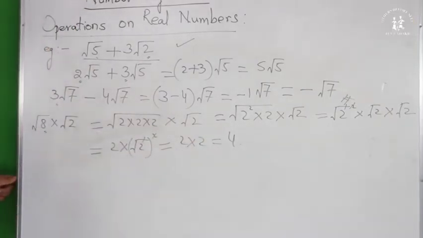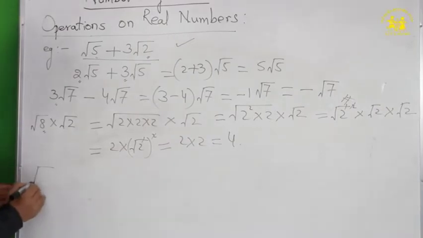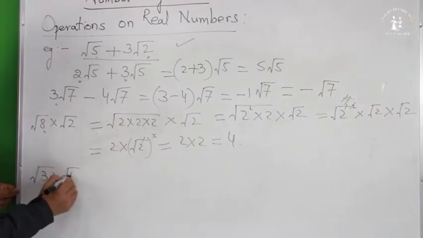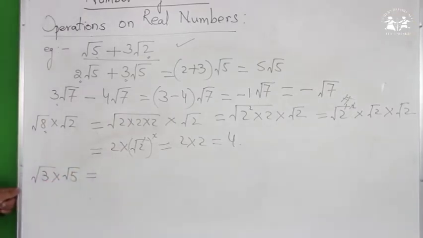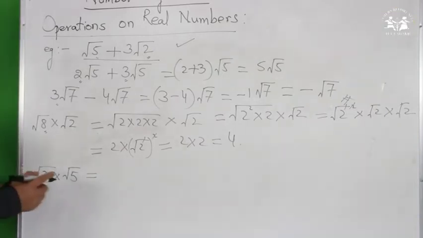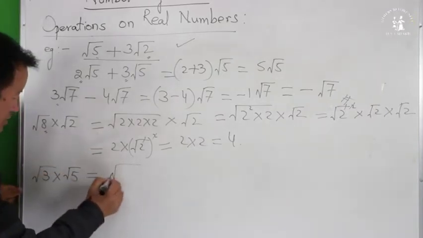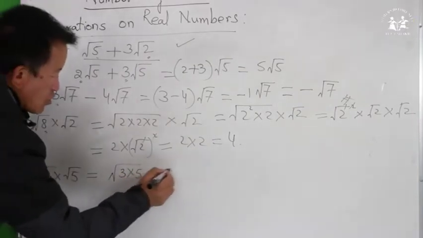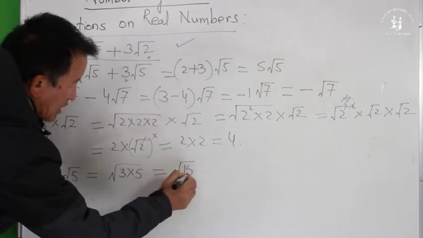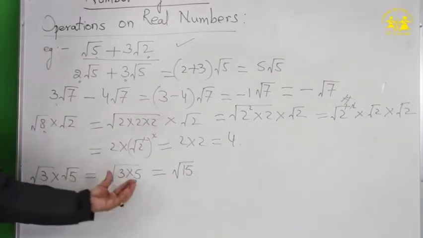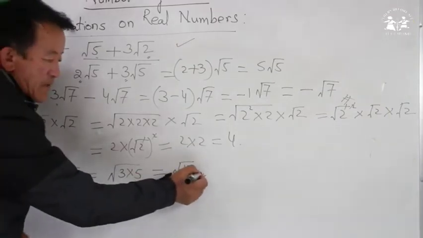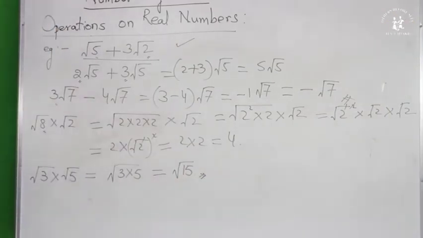Taking an example, square root of 3 multiply by square root of 5. Radical with radical, we multiply: square root of 3 into 5, which is square root of 15. Then we simplify it if possible.